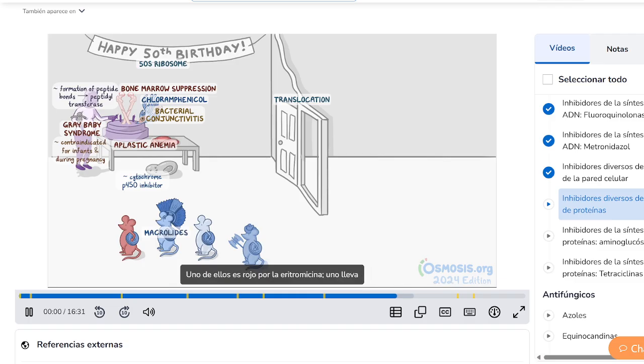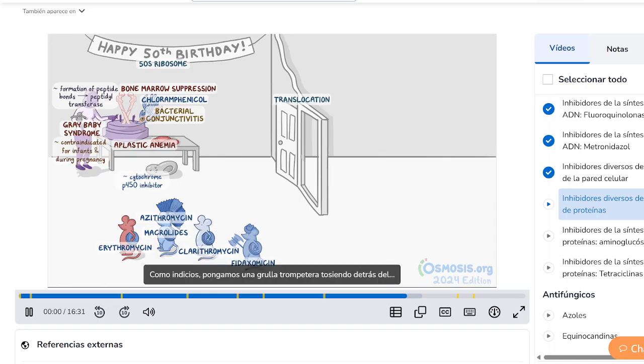One of them is red for erythromycin. One is wearing an Aztec headdress for azithromycin. One is transparent or clear for clarithromycin. And one is wearing a fedora and holding an axe for fidaxomycin.